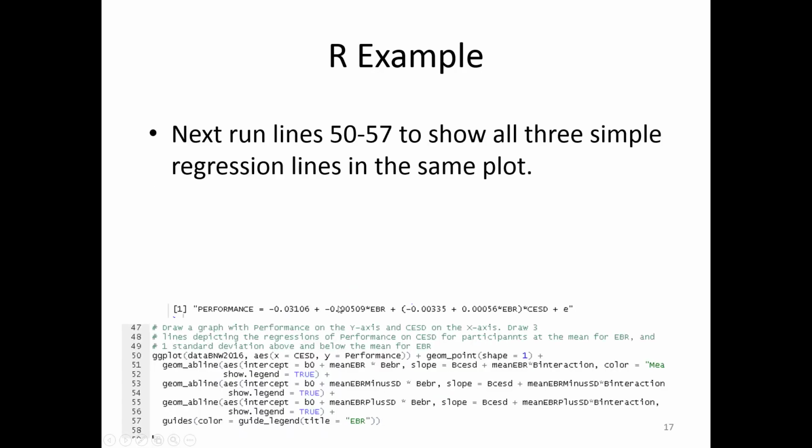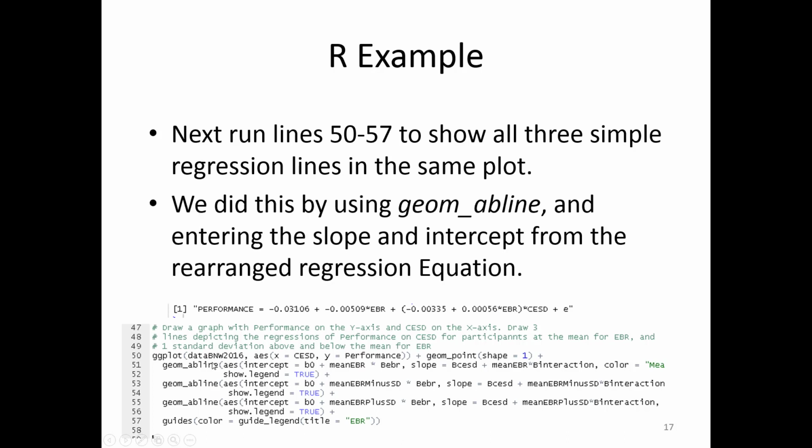Okay, now run lines 50 to 57 to show all 3 simple regression lines in the same plot. We did this using geom ab line, which creates a line by entering the slope and intercept from the rearranged regression equation. Here we call ggplot with our data, x equals CESD, y equals performance, so we're plotting performance as a function of CESD. Geom point gives us the scatter plot that we overlay, showing all the data points. And then geom ab line.